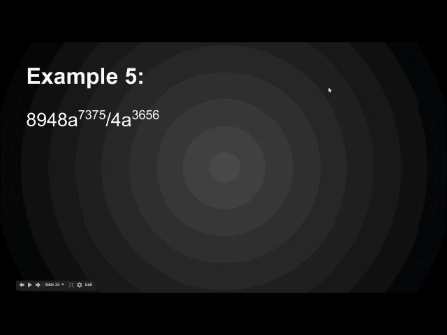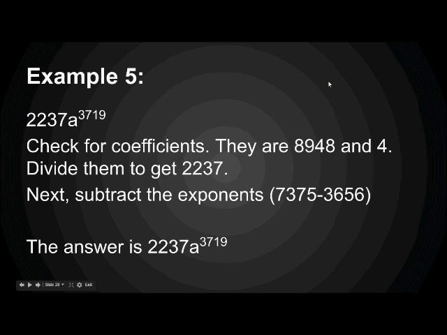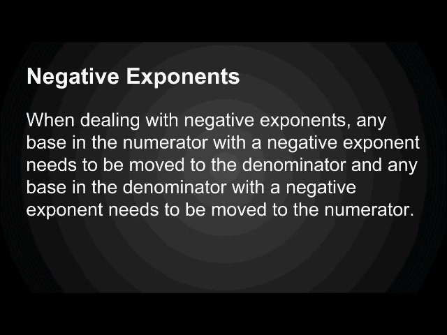Alright, this one is a little bit more complex. It looks more complex, but the steps are the same, so it's really simple. Check for the coefficients. There are 8,948 and 4. You divide them to get 2,237. Next you'll subtract the exponents, which are 7,375 and 3,656, and the answer is 2,237a to the 3,719th power. So as you can see, it gets more complex, but if you follow the basic rules, it's still pretty easy.